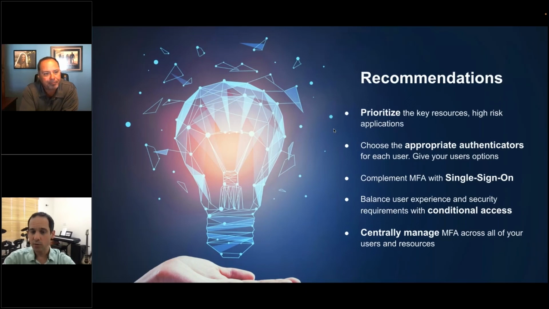And it also makes it really difficult in that scenario to truly understand your security stance and where you may have gaps. So centrally managing multi-factor across all IT resources, across all users, is very, very fundamental for a successful MFA deployment.